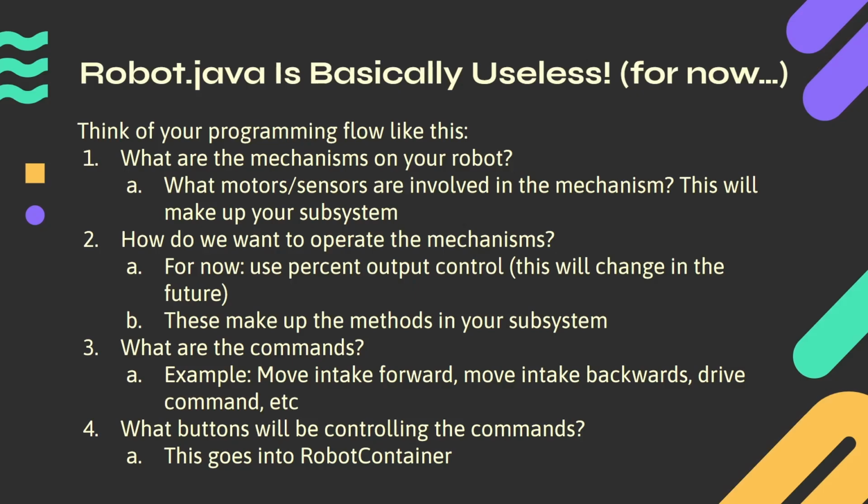Next, you're going to ask yourself, what are the commands? How do you want to control these subsystems? For example, move the intake forward, move the intake backwards, drive command, etc. These are all ways in which we control our subsystem, and we write a class to specify the way we want to control it. And then finally, what buttons are going to be controlling the commands, and how are you going to hold the buttons: toggle, while held, etc. All of this goes into robot container.